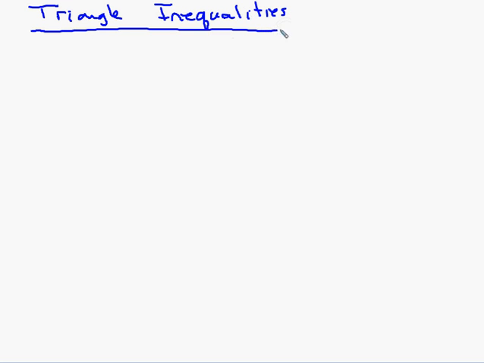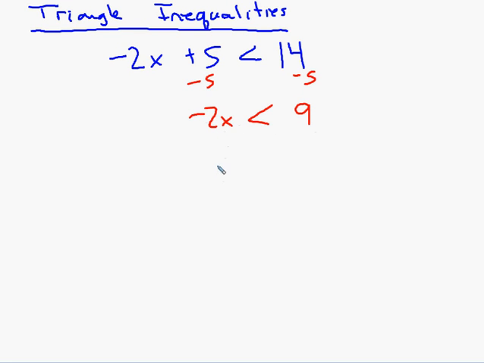Now, just for the algebra-like review, what would I do if I had negative 2x plus 5 is less than, let's say, 14? What would we do to solve that? Subtract the 5. Okay, we subtract the 5, and we get 9. I have negative 2x is less than 9, then what do we get? Divide by negative 2, but the sign would switch. Yeah, when I divide by a negative with an inequality, it flips around and I get x is greater than negative 4.5.